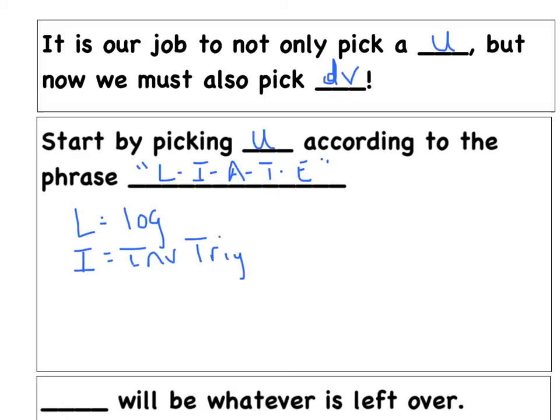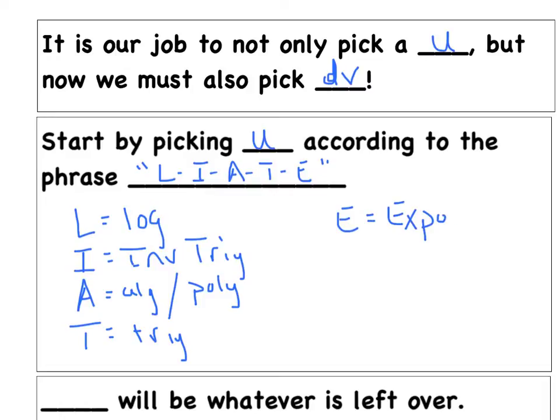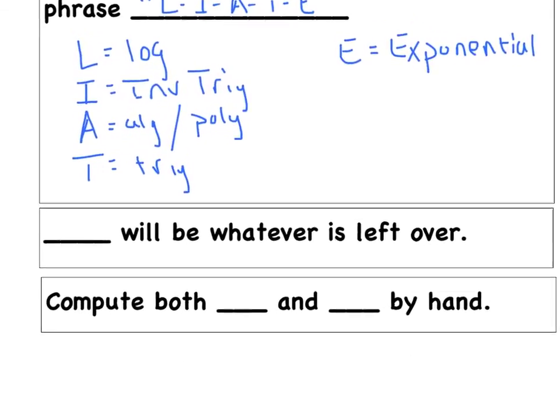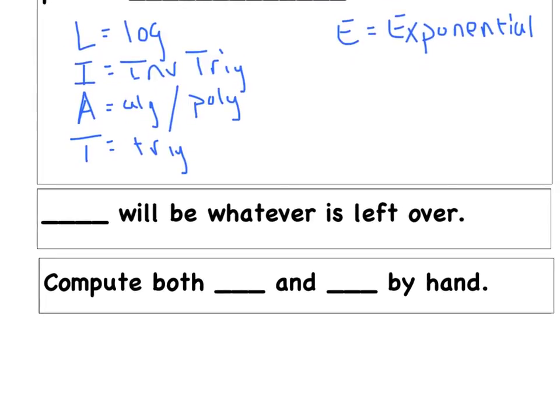If you don't have one of those, look for A, and that's going to be an algebraic function, or I like to call them a polynomial function, but the A fit the mnemonic better. T would be just a generic trig function, something non-inverse, just like sine, cosine, or tangent. And then the E would be your exponential functions, okay? So that's the order we're going to go in as we try to choose our U. And then by default, the DV will be whatever expression is left over, okay? So DV is going to be whatever's left over.